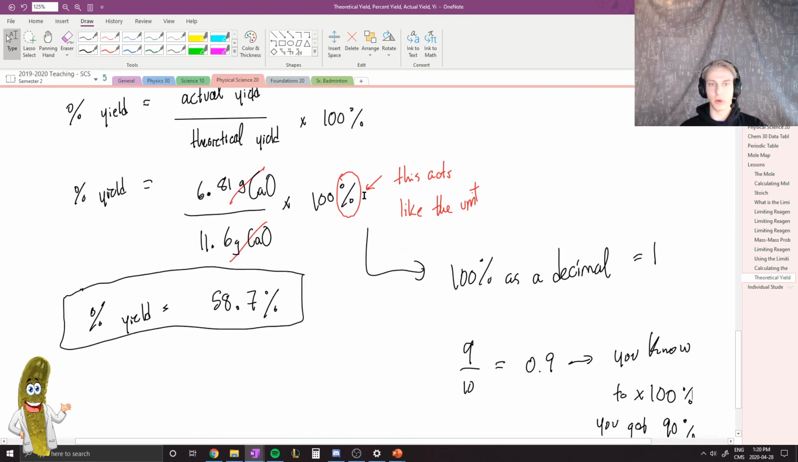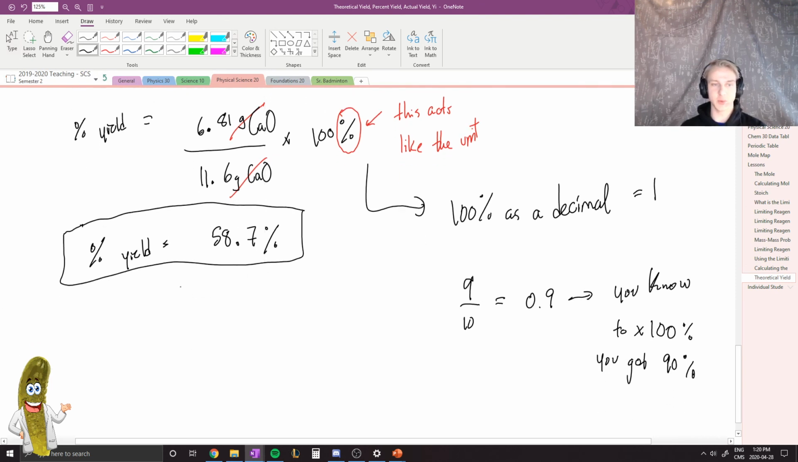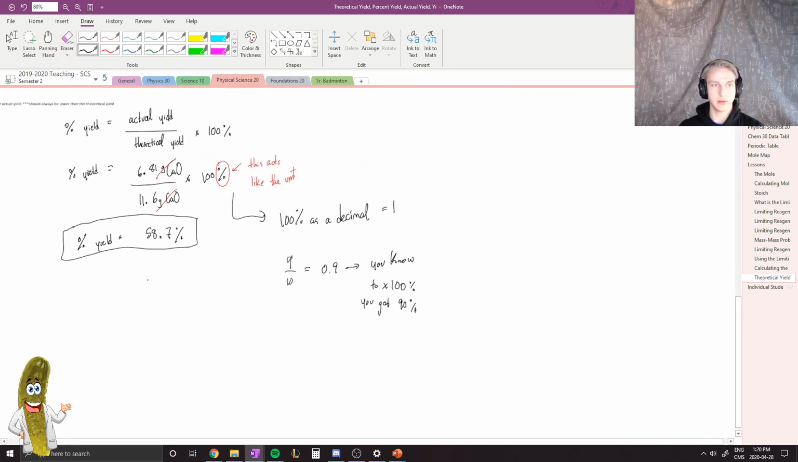But basically what we're doing here is, if this was a decimal, you could write 0.587, but that doesn't communicate much information to somebody. That doesn't tell them that you will get about half of what you should have gotten. So 6 is half of 11.6. And that's why we multiply by the 100%, just to say that out of 100%, you got 58.7%. So again, that serves as your grade or the quality of the lab that you did.